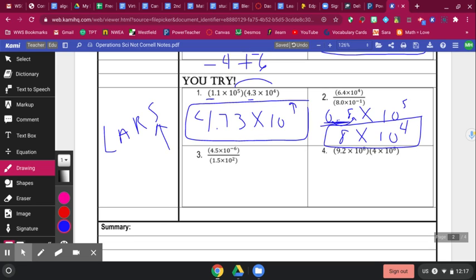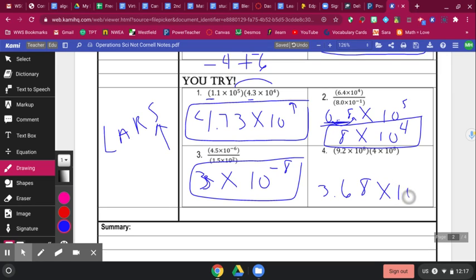Number 3, you should have gotten 3, that's a 3, times 10 to the -8th. Number 4, you should have gotten 3.68 times 10 to the 17th. This is after adjusting, so when you multiplied, you probably got 36.8, which means you have to move your decimal to the left one time and add to your exponent.